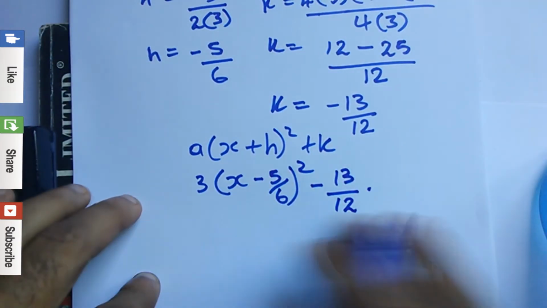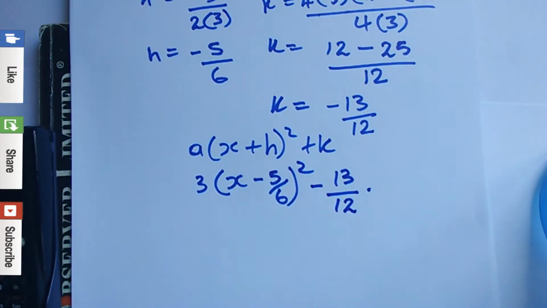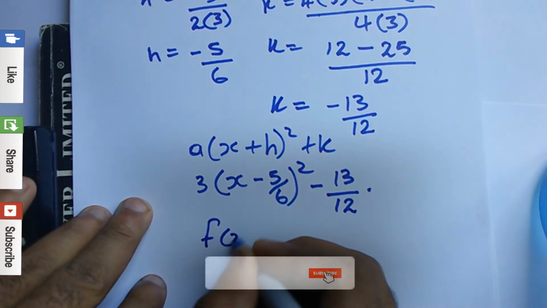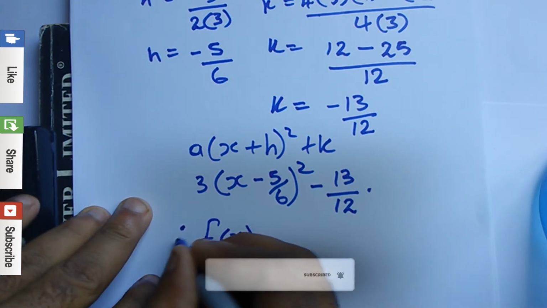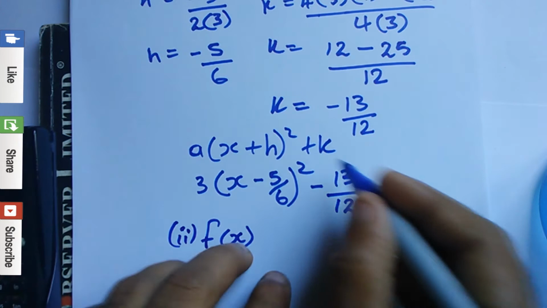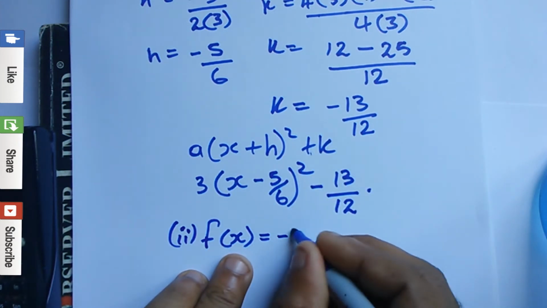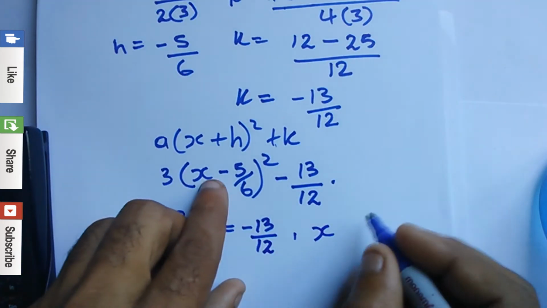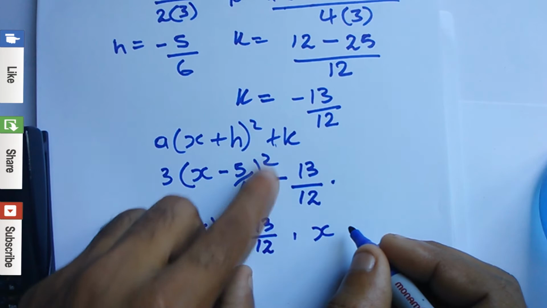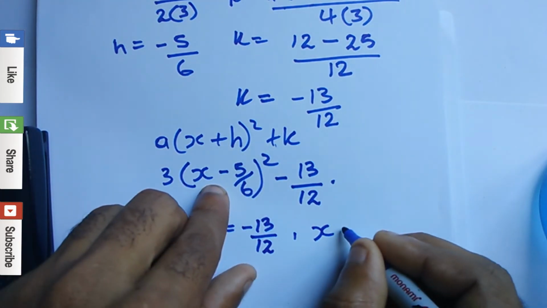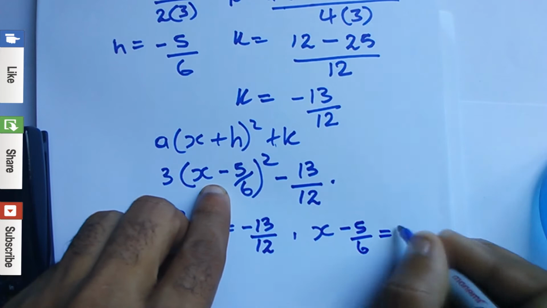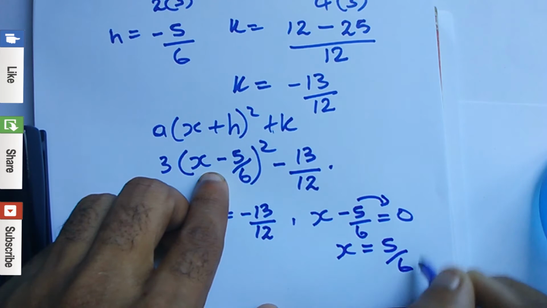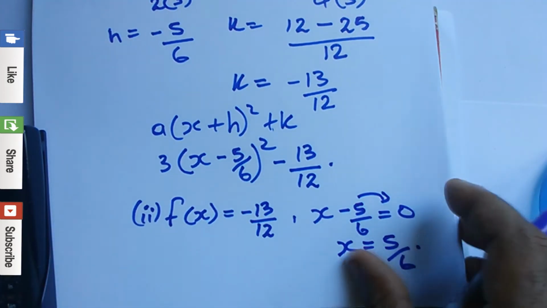So this would be our answer for 2 marks, and then for the other 2 marks they ask for the value for f of x. Remember, the f of x value would be the k value. So f of x is equal to negative 13 over 12, and to determine the x value, we would let this section inside of the perfect square equal to 0. So we would have x minus 5 over 6 equal to 0. Then we would bring this over, and x would be equal to 5 over 6. So that would be for the other 2 marks.